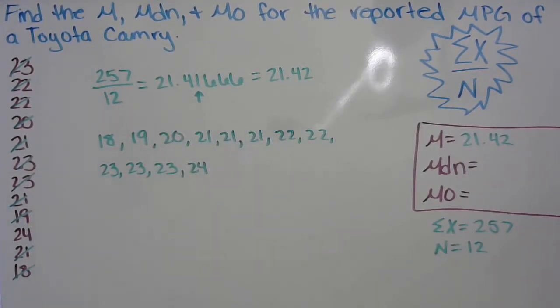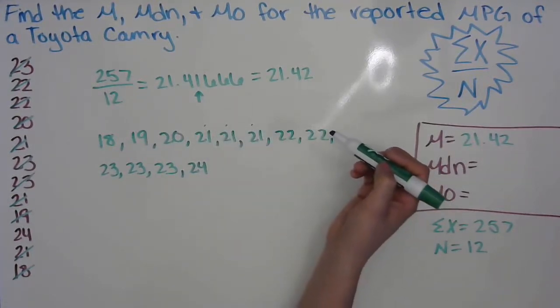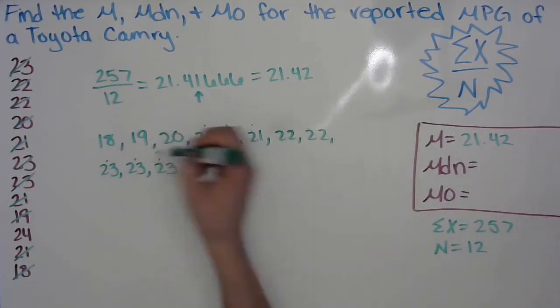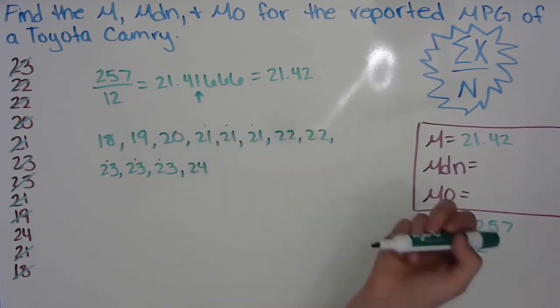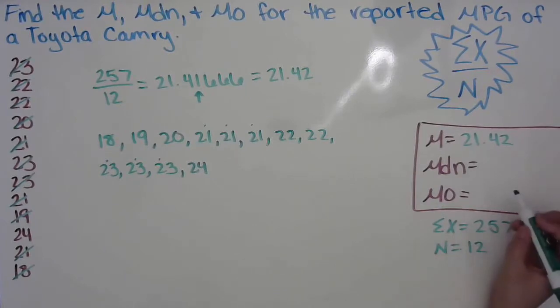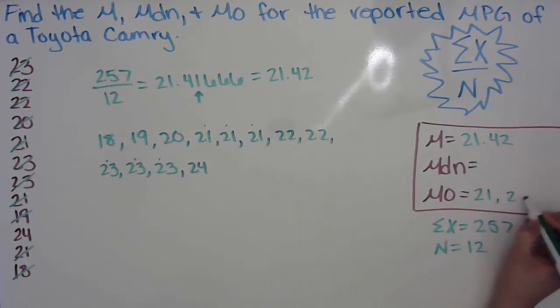Perfect. Okay, so let's go ahead and just find the mode, which is the number that appears the most. So we have 3 21s and we have 3 23s. So now, since both of these numbers appear the most, both of those numbers are the mode. So our mode is 21 and 23.